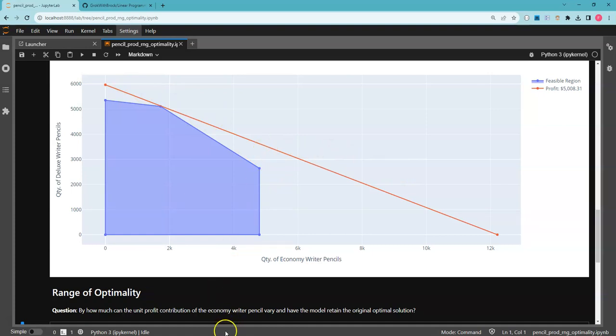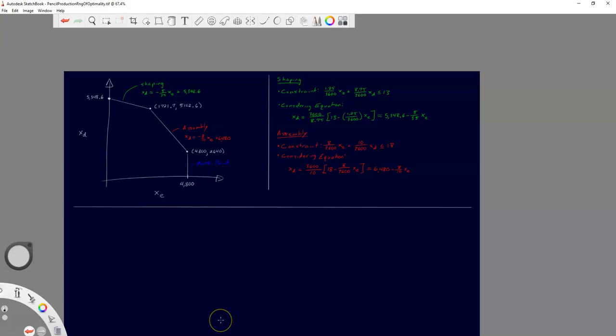So with that being said, let's go ahead and move over to my scratch pad here. I've done a little bit of work as well, basically recreated the feasible region, and then I've also done some work to determine the lines associated with the different boundaries. So in green you can see this is the line for the shaping constraint, and in red is the line for the assembly constraint there.